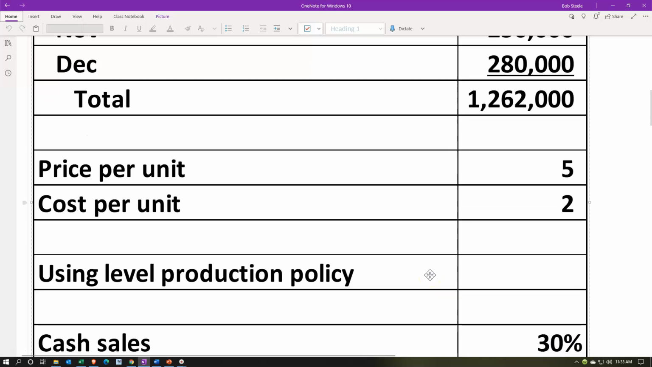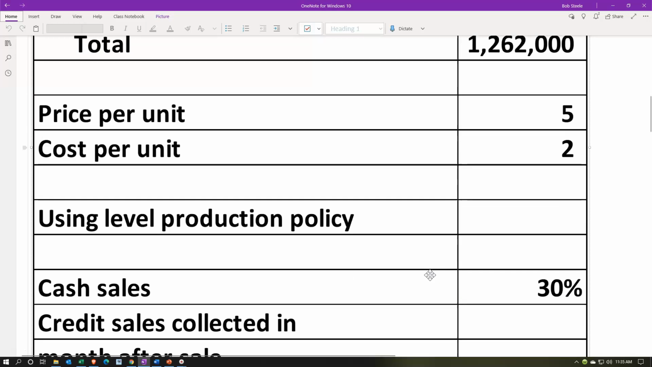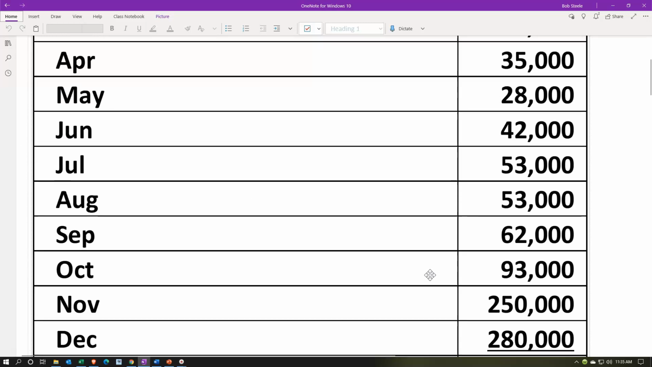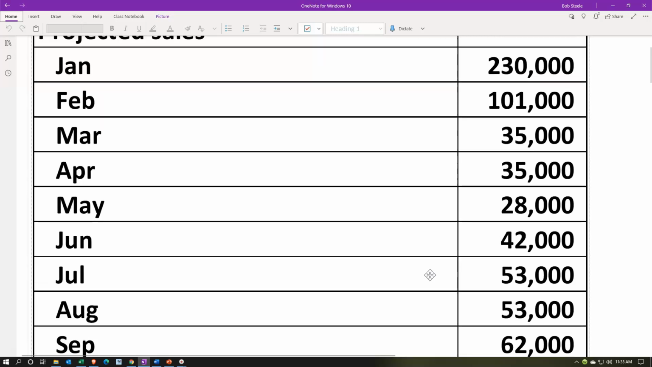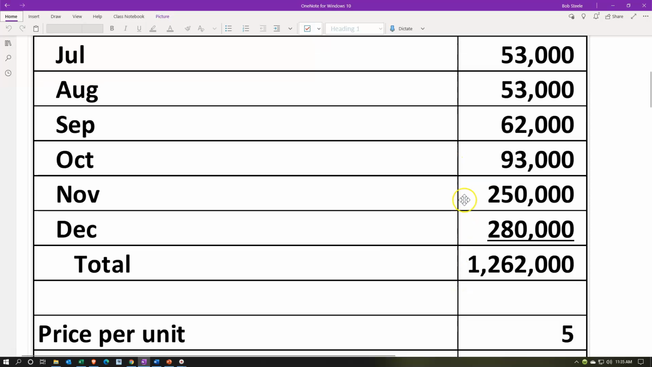The cost per unit is going to be $2. Using level production policy, so we're going to use, although we have a seasonal business clearly, right, because we have more sales at certain points of the year, we might think then, well, we should have some kind of seasonal production and then try to produce low amounts at this point in time and then crank up production or crank up purchases if we're just buying and selling inventory, if we're a retail company or if we are a production company.